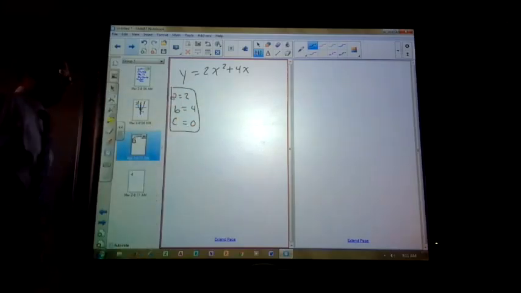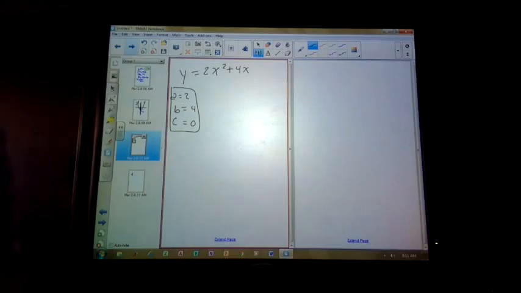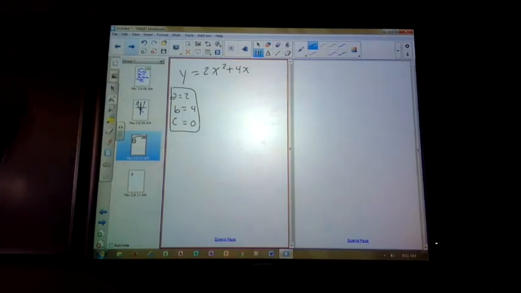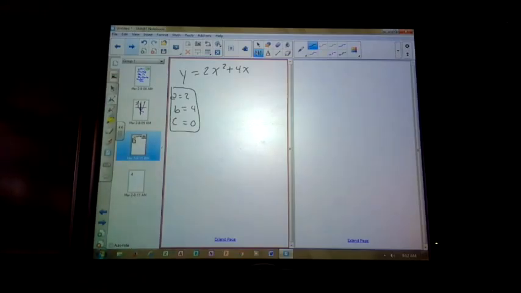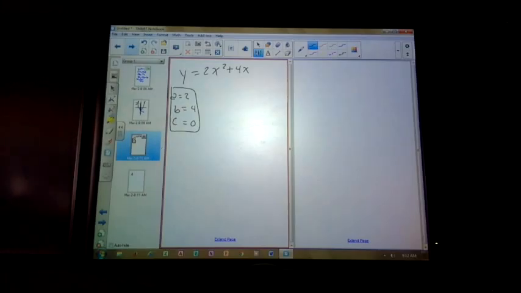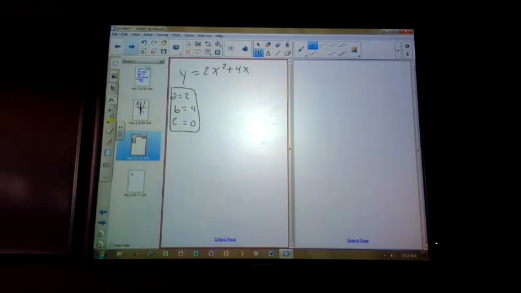So my a, b, and c are listed. Wait, why is b 4? Because the x coefficient is the b value. Remember the basic form of this is y equals ax squared plus bx plus c, where a is attached to x squared, b is attached to x, and c doesn't have a letter attached to it. And the last one didn't have an x term, so b was 0.